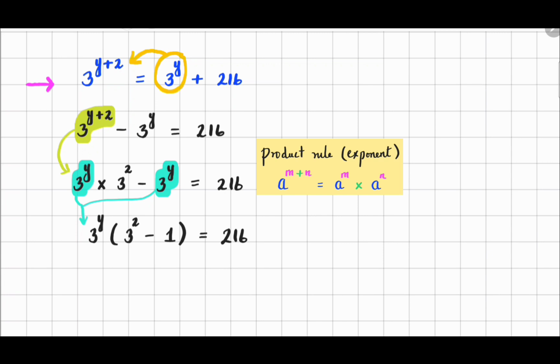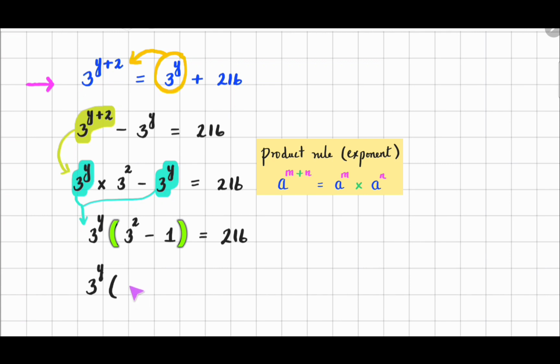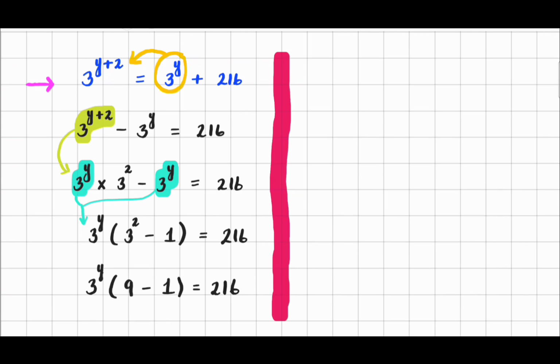Some people might think here this should be 0, but actually it is not, since if we multiply 3 to the power y by 0, we get 0, not 3 to the power y. So if we want 3 to the power y, when we multiply itself by some number, the only number is 1. That's why we call the number 1 the multiplicative identity. So in the bracket, 3 squared is 9 and minus 1. We get 3 to the power y times 8, which equals 216.